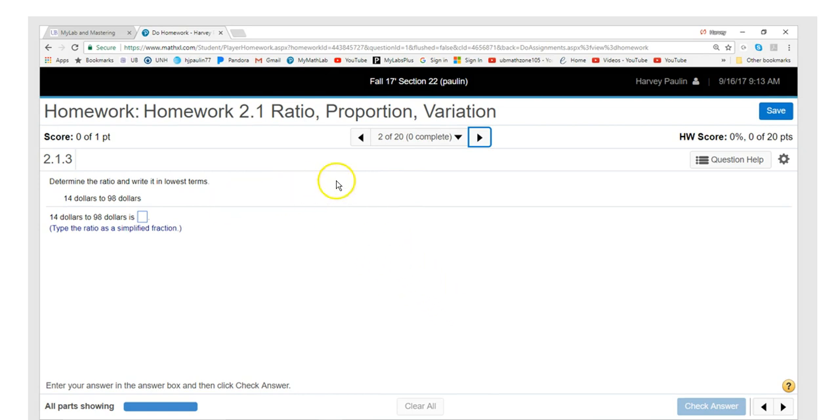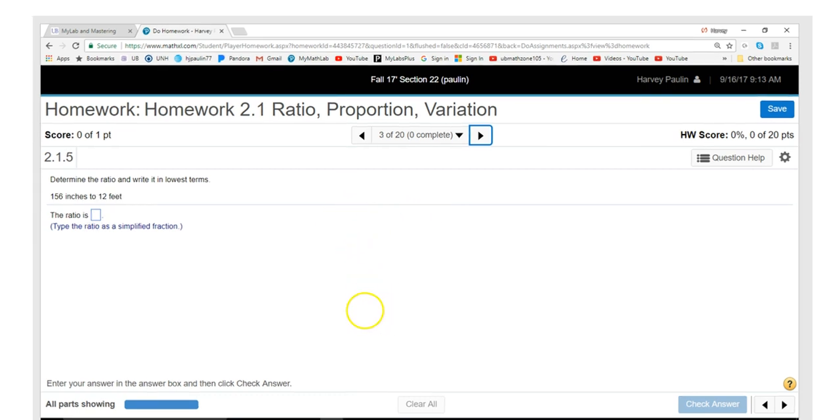All right, here's question number 2. Determine the ratio and write in lowest terms. $14 to $96. And you might say, I don't know what they're talking about. Well, that would be in the lesson, the flipped classroom lesson, where I go over the PowerPoint slides giving you examples of these. So you're using your notes to model how you would answer your homework. And then another example, this is example 3. 156 inches to 12 feet. What would this ratio be and write in lowest terms?